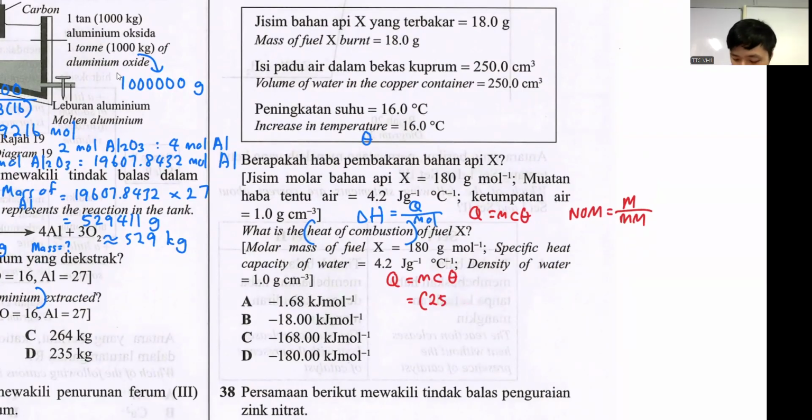For m in mc theta, m is the mass of water. c is fixed, always fixed, the specific heat capacity in chemistry, 4.2. Fixed, given. Theta is 16.0.